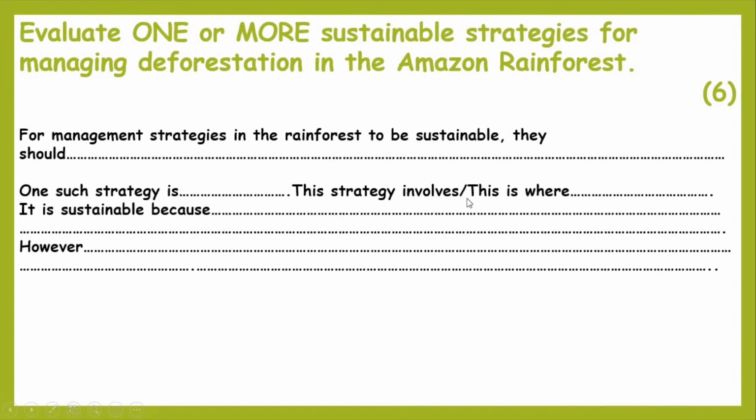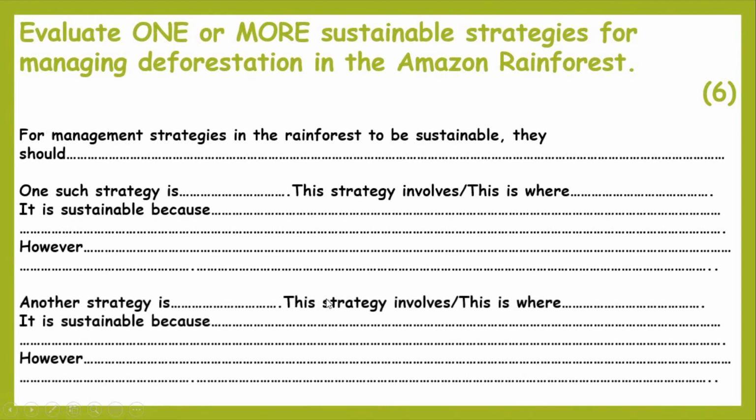Just pick one. So one such strategy is ecotourism. This strategy involves da da da da, or this is where da da da da. And then pick maybe one more strategy to talk about. It's worth 6 marks. So if you talk in good detail about 2 strategies, both the upsides and downsides, with well elaborated points and key terms, that'll be plenty.